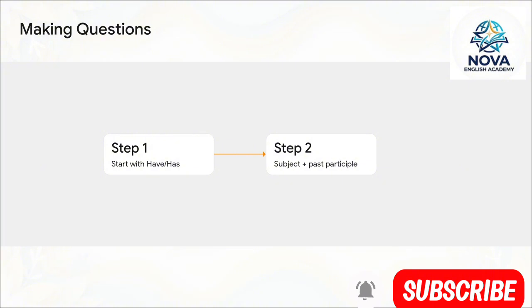Step 1, start with your affirmative sentence, like you have finished your homework. Step 2, simply swap the positions of the subject and the auxiliary verb. So you have flips around and becomes have you finished your homework? It's just a really simple, elegant little swap.